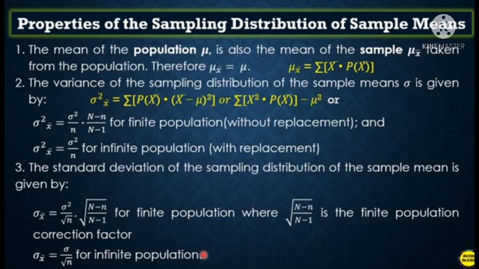Ay, hindi pala class pag sa sampling distribution of sample mean, yung variance natin sa standard deviation. So, ito lang yung sa standard deviation, sa infinite population, ito lang yung kukunin yung square root. So, ganun din dito sa finite population.